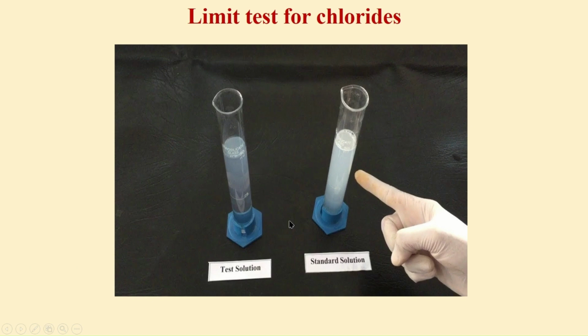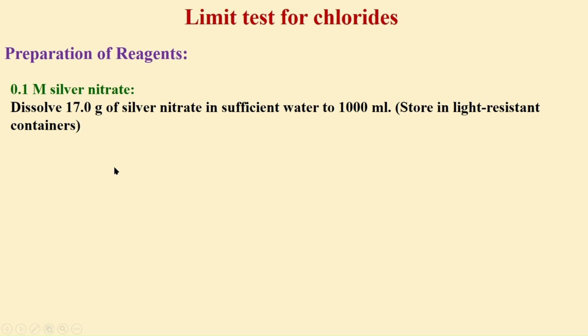Now we have to look into how these reagents are prepared. We have used various reagents. We have used 0.1 molar silver nitrate solution. How do we prepare 0.1 molar silver nitrate solution? We calculate the molecular weight. The molecular weight of silver nitrate is 170 grams.